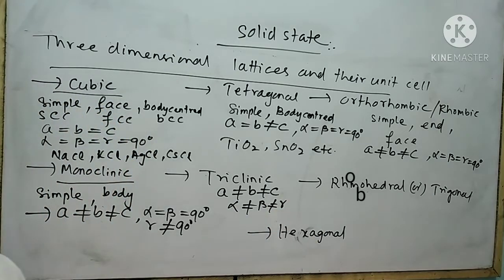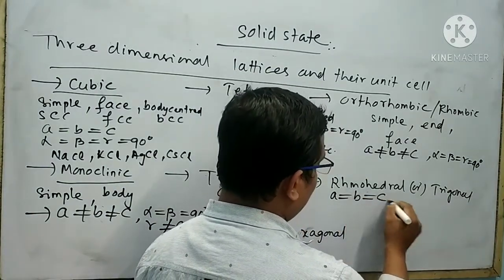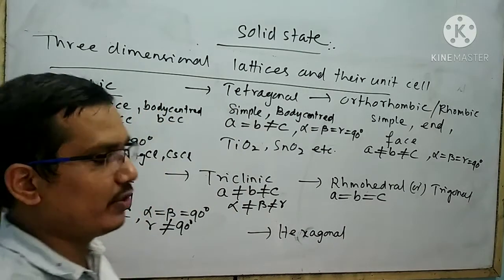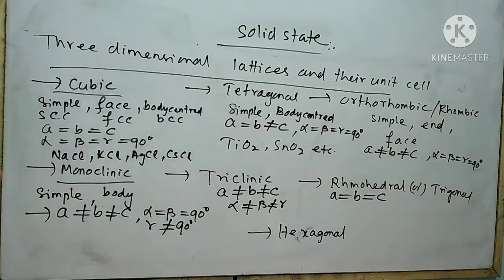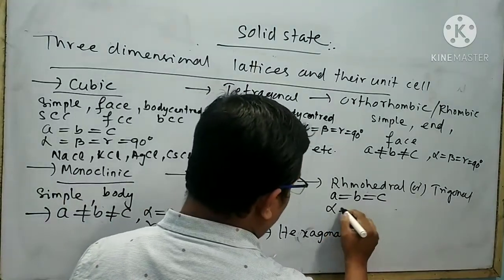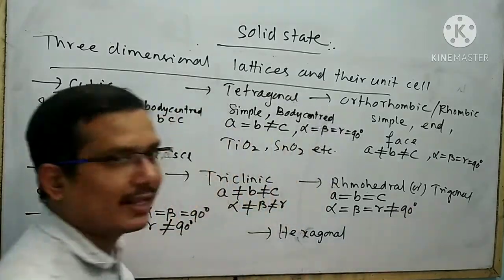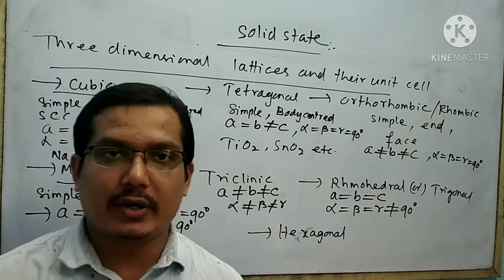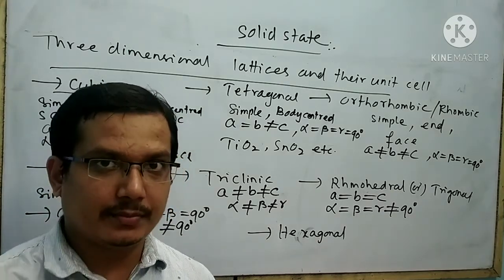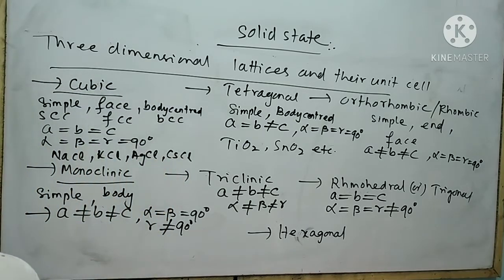Next is your trigonal. In this case, a equal to b equal to c. In this case also, face, body, such types of unit cell are not possible. Here a equal to b equal to c, and also alpha equal to beta equal to gamma not equal to 90 degrees. The examples of trigonal unit cell are KMnO4, sodium nitrate. These are the examples of trigonal unit cell.